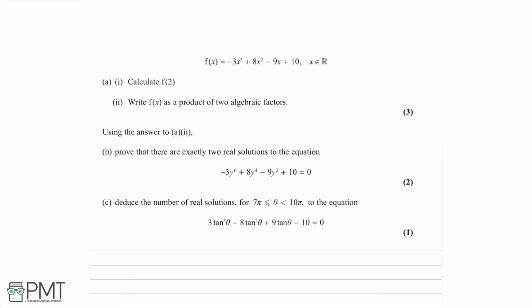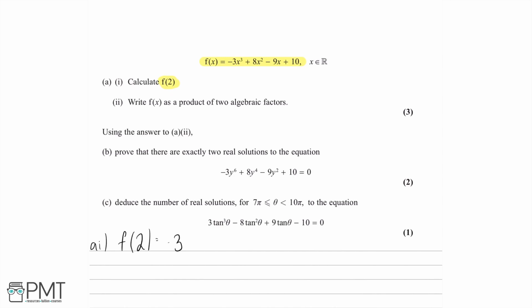So in this question, we're told that f of x equals minus 3x cubed plus 8x squared minus 9x plus 10, and x is a real number, which is what this means. Now we need to calculate f of 2. Well, this is pretty straightforward. If we have f of x and we're trying to find f of 2, we replace our x's with 2's.